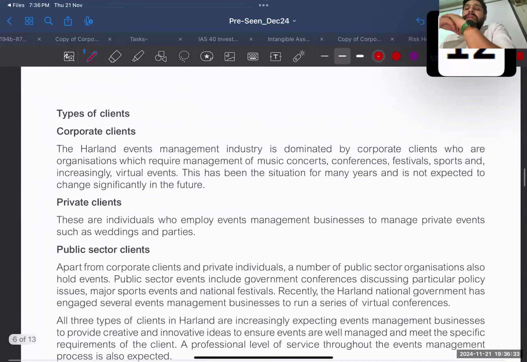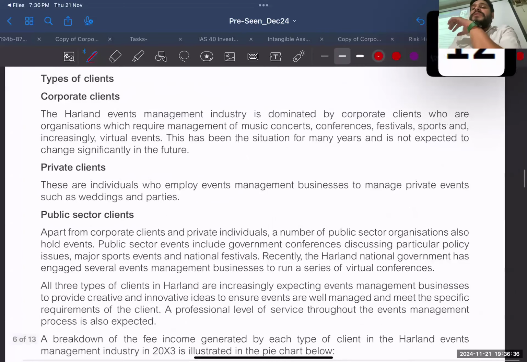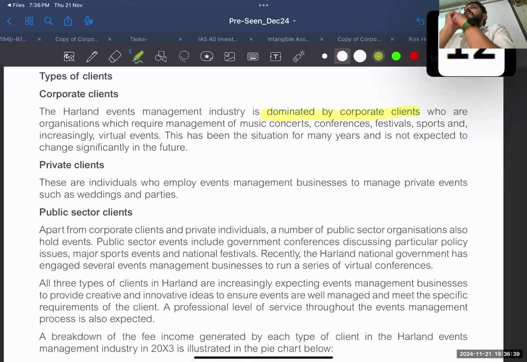Okay, so corporate client. The Harlan event management industry is dominated by the corporate clients. So this is the highest in this event management industry, who are organizations which require management of the music concerts, conferences, festivals, sports, and increasingly virtual events. This has been the situation for many years and is not expected to change significantly in the future, which means that this growth is not going to decline. It is going to be the same for the forthcoming years.